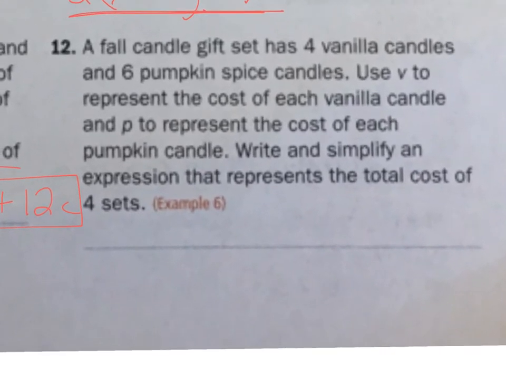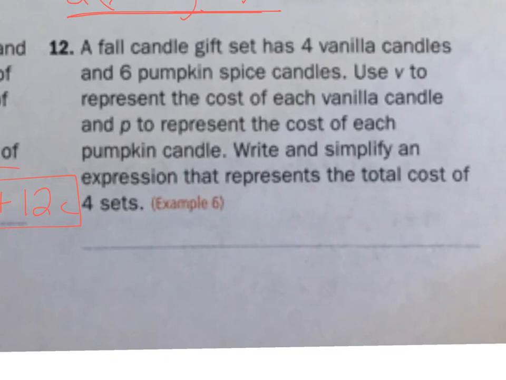Number 12, a nice fall candle set. So we have a set that has 4 vanilla candles and 6 pumpkin spice candles. All right, 4 vanilla and 6 pumpkin. Okay, now we're going to use V to represent the cost of a vanilla candle, and we're going to use P to represent the cost of a pumpkin spice candle. So, one set would be 4 times V, which is the cost of those candles, plus 6 times P, the cost of the pumpkin. So that is one candle set. That's how much it would cost to get one.